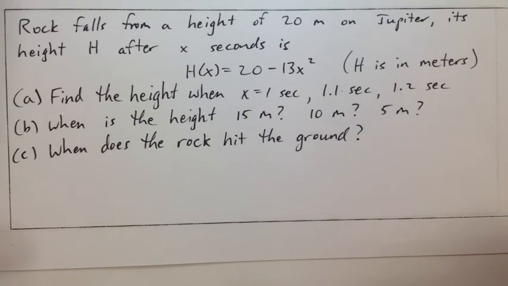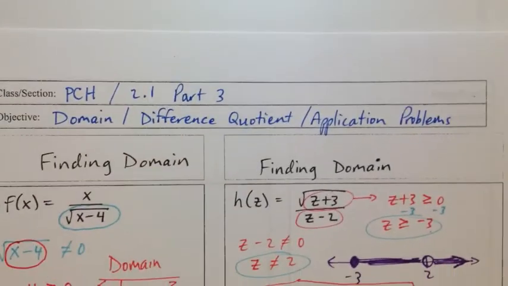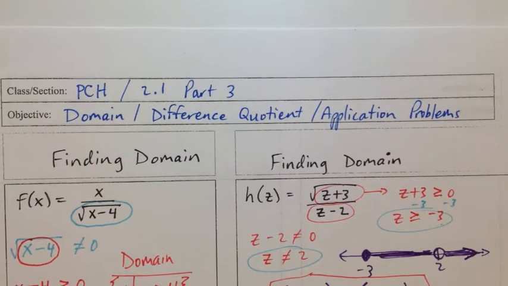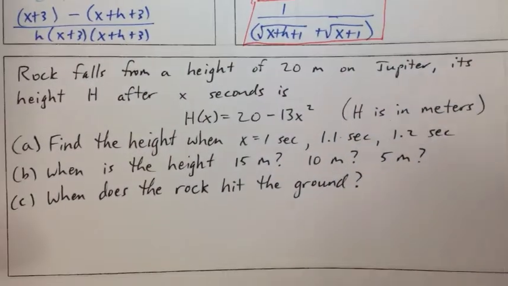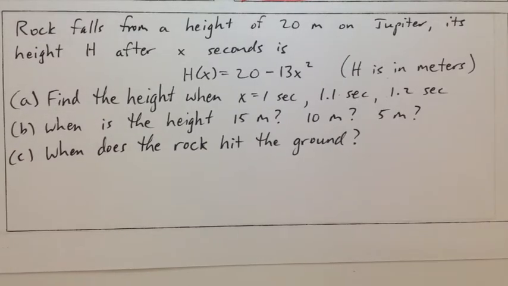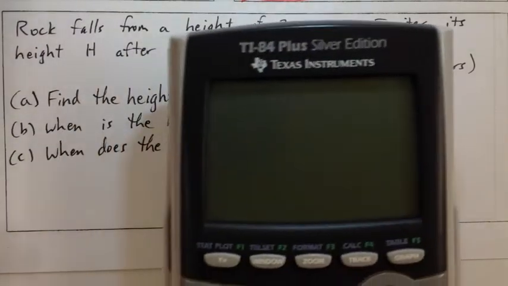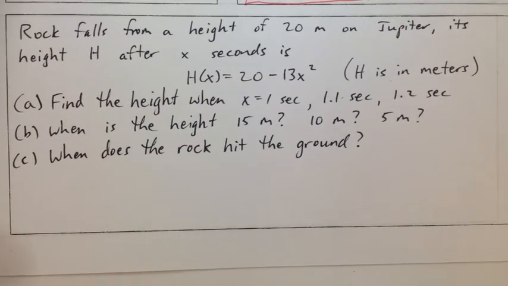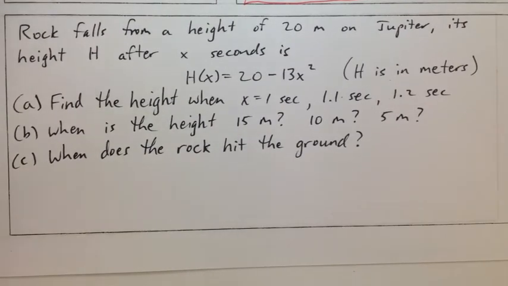So here we are, third video, and again we're in the same section, 2.1 part 3. Just an application problem here. We've got a rock falling from a height of 20 meters on Jupiter, something you've probably always wanted to know. And its height h in meters after x seconds is what you see here.